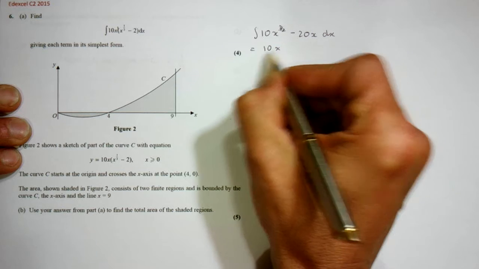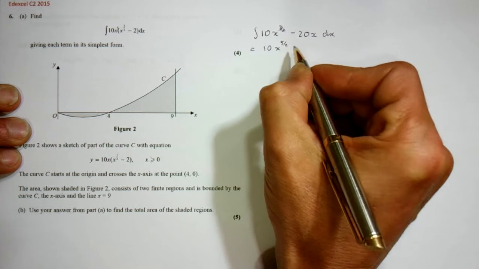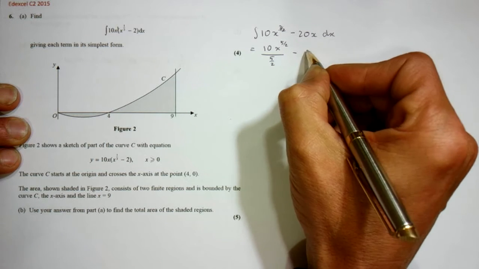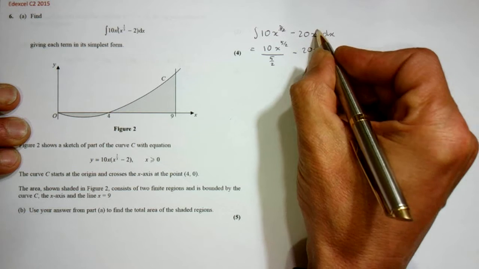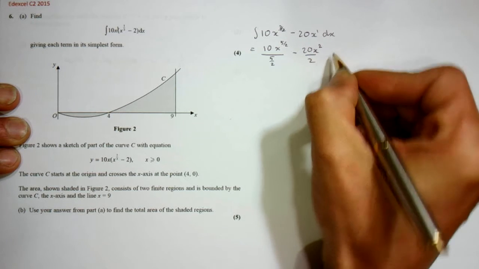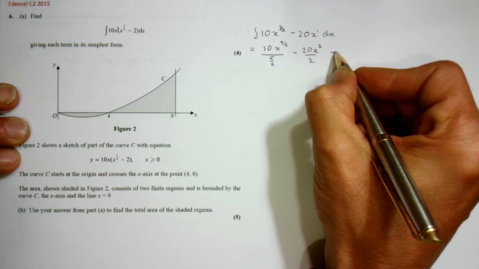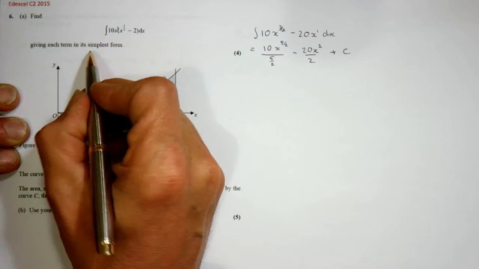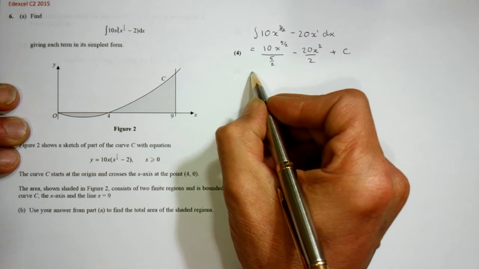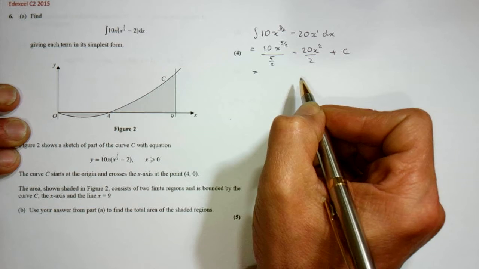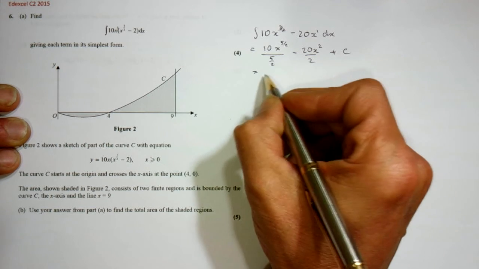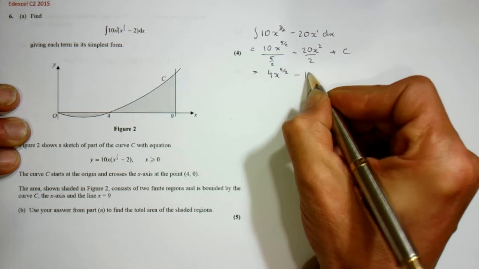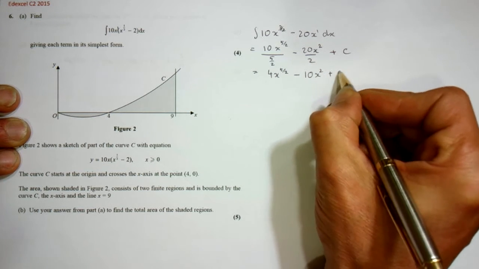So 10x to the power of 5 over 2, let's add 1, divided by 5 over 2, take away 20x, add 1 to the power of 1 becomes 2, divide by 2. We don't need to add c later on, but we should do here. Put it in its simplest form, as the question says. Dividing by a fraction is the same as multiplying by the reciprocal. So 2/5 of 10 is 4, x to the 5 over 2, take away 20 divided by 2 is 10, x squared, plus c.